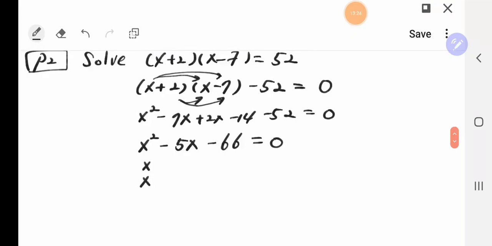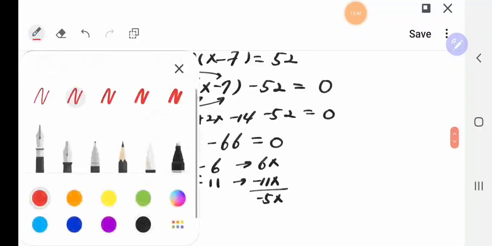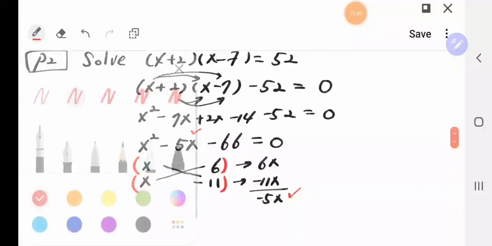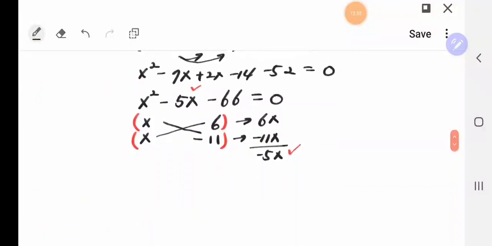X times x is x squared. Negative 66 is 6 times 11, and then we can put the negative sign on 11, so the sum will be negative. This is 6x, and this is negative 11x. So the sum of this product is negative 5x, which is the same as the second term, minus 5x. So the left side of the equation will be the product of these two binomials. So this will be x plus 6 times x minus 11 is equal to 0.